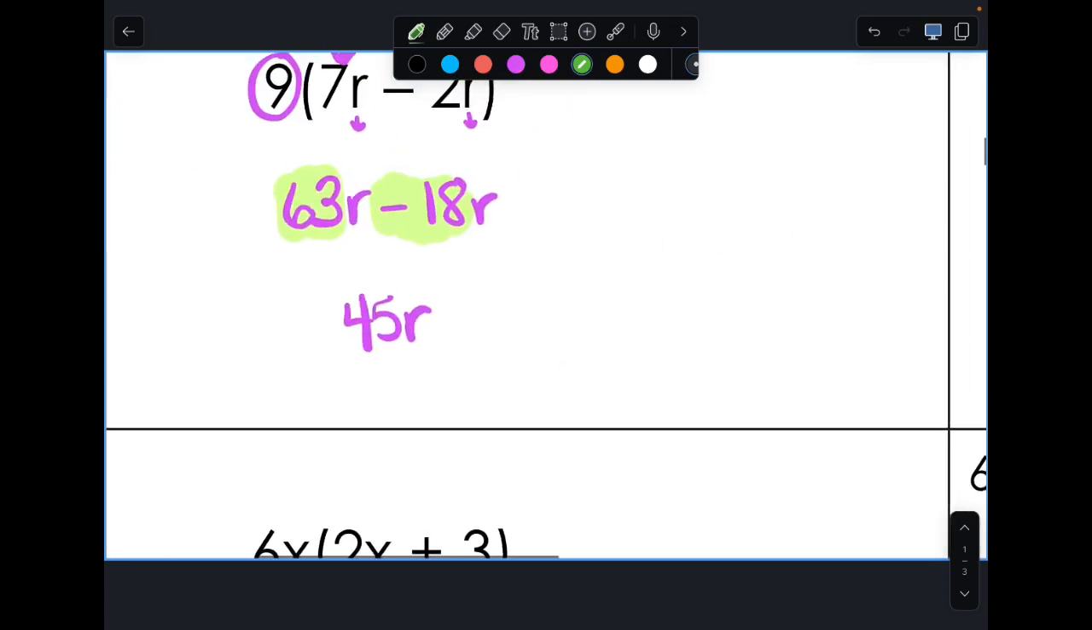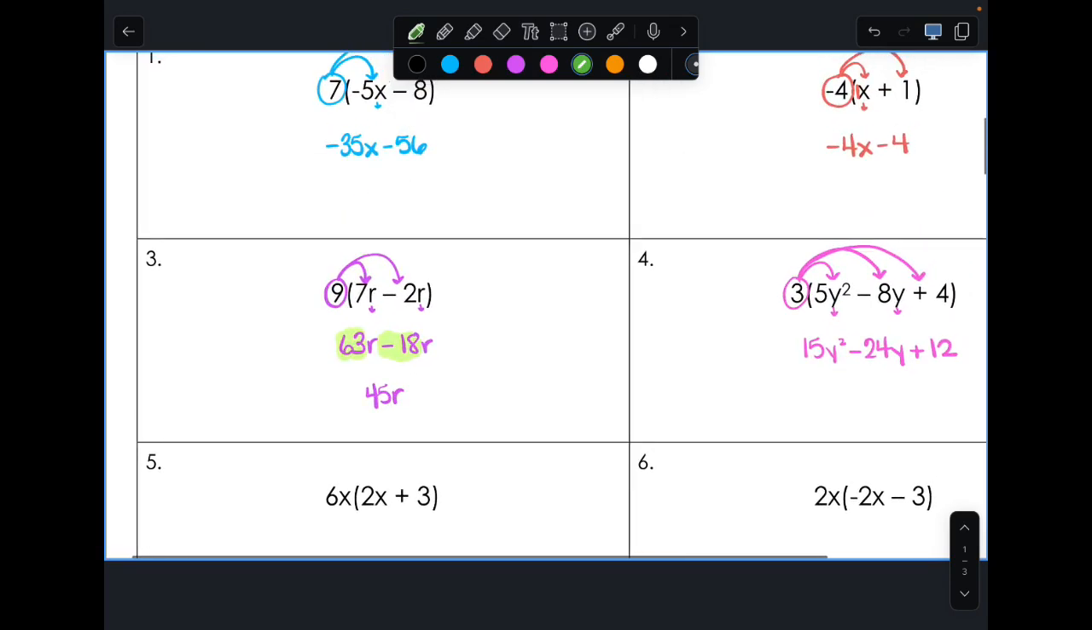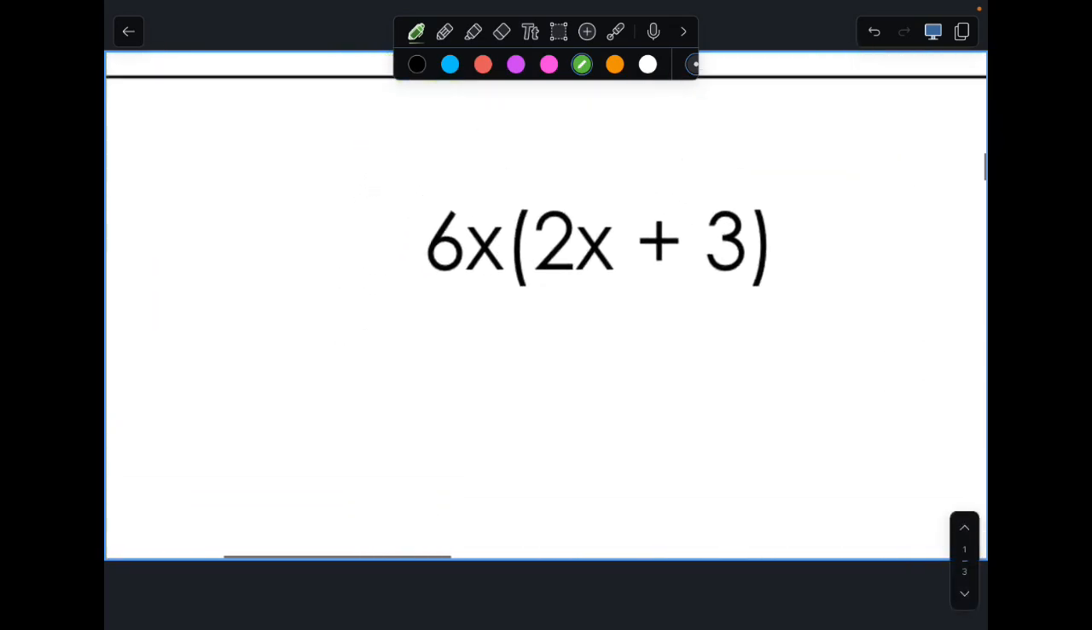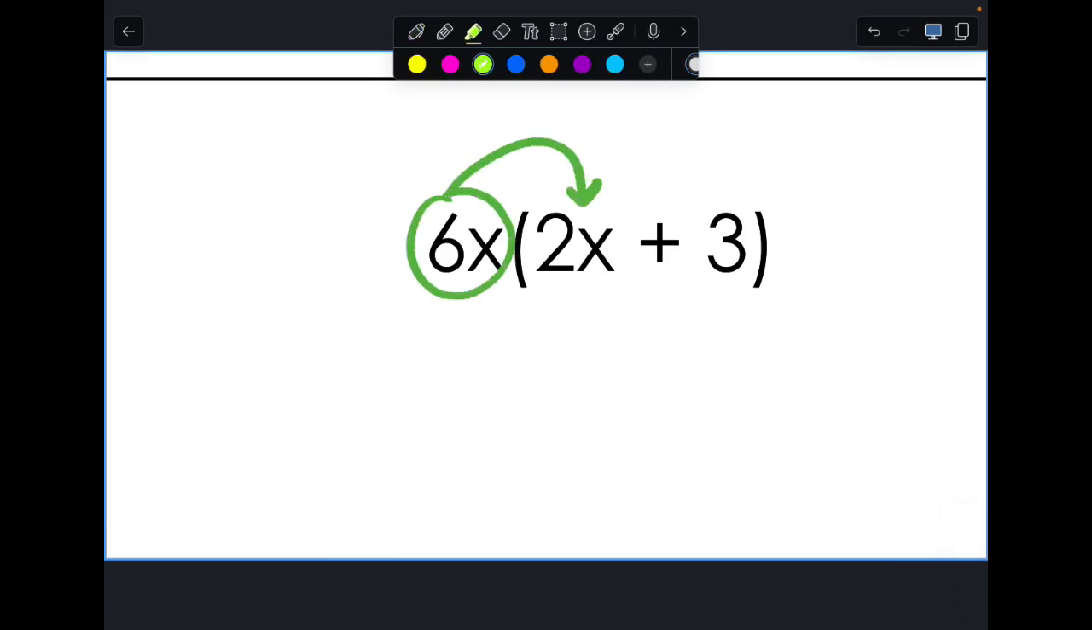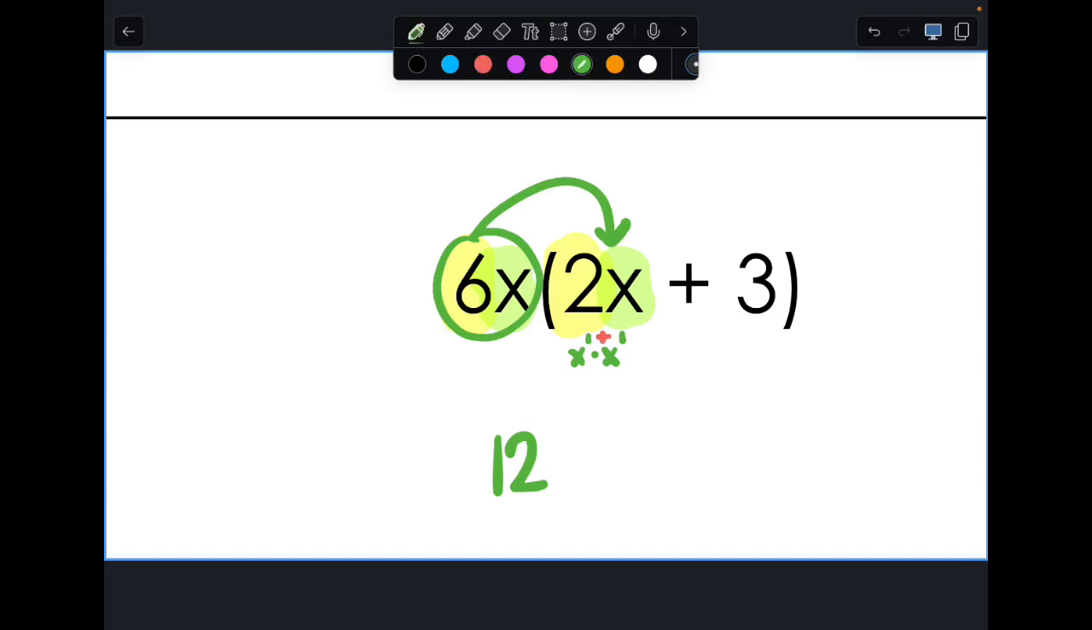All right, number 5. Look at the first 4 examples and now look at number 5. What's different? The distributive number has an x. Now the number that we're distributing has a variable. So you got to be double careful. First, whenever you're distributing, you want to first distribute or multiply the coefficients. What's 6 times 2? 12. Then you want to distribute or multiply the variables. X times x is? X squared. X to the power of 1 times x to the power of 1. What do you do with the exponents? Add them. So x times x is x squared.